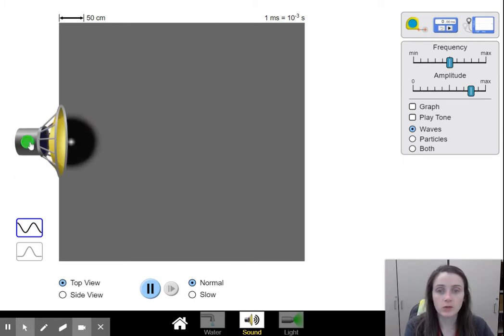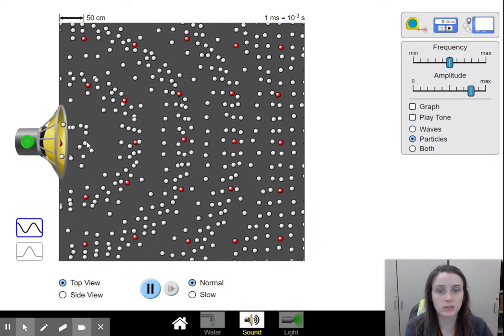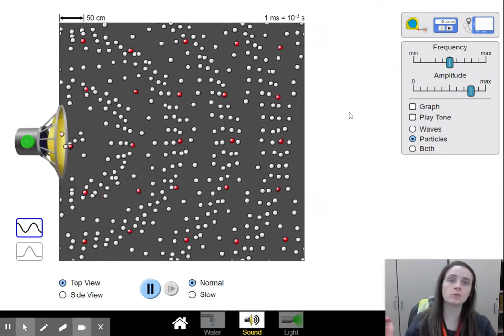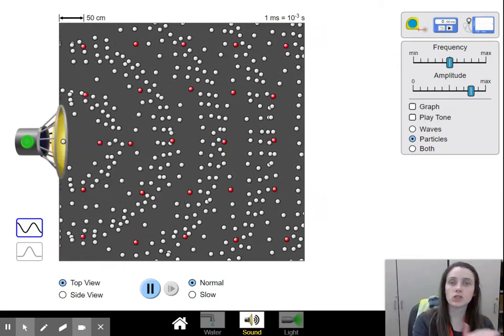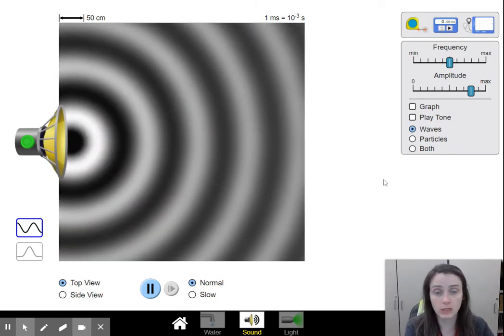Now, if I click on that, you can see that sound waves are actually longitudinal. If I change it to particles, you can see the particles pushing away. The energy is moving in the direction of the disturbance, which makes it a longitudinal wave. We're going to go back to waves. This is the way you're going to be looking at it.